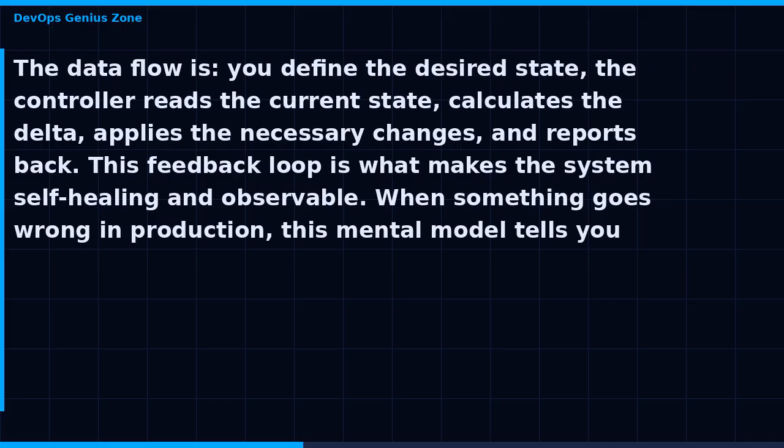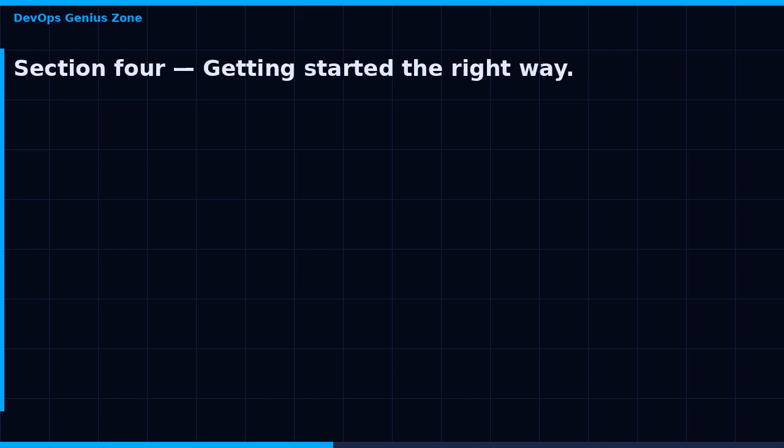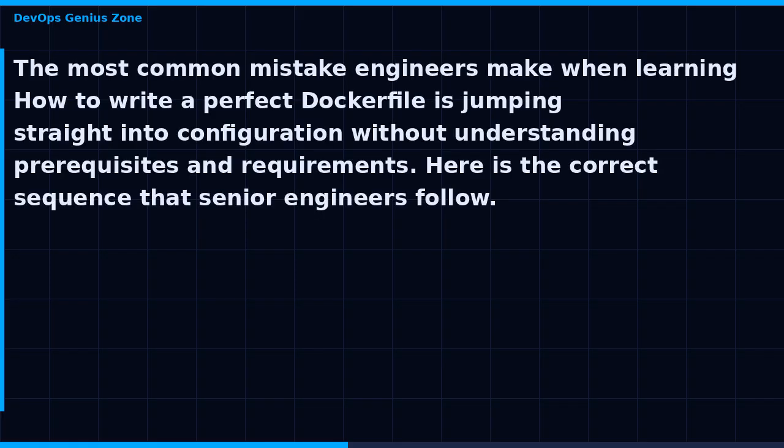Section 4: Getting started the right way. The most common mistake engineers make when learning how to write a perfect Dockerfile is jumping straight into configuration without understanding prerequisites and requirements. Here is the correct sequence that senior engineers follow. First, understand the problem before touching any tooling. What exactly are you trying to solve? What does success look like? What are your constraints around security, cost, and performance? 5 minutes of requirements thinking prevents 5 hours of rework.